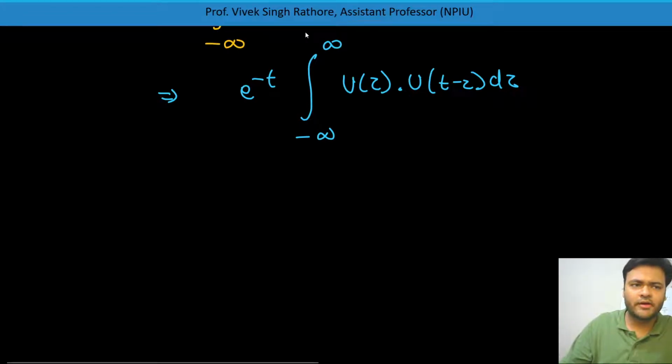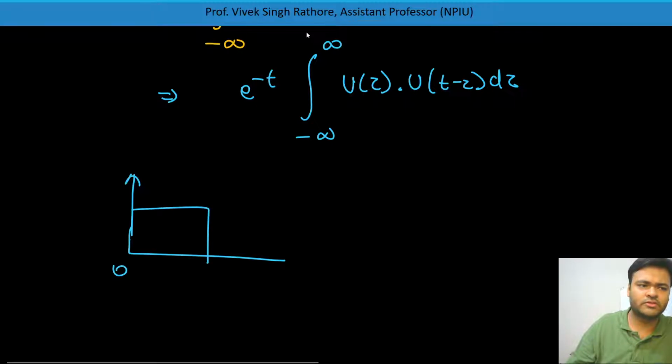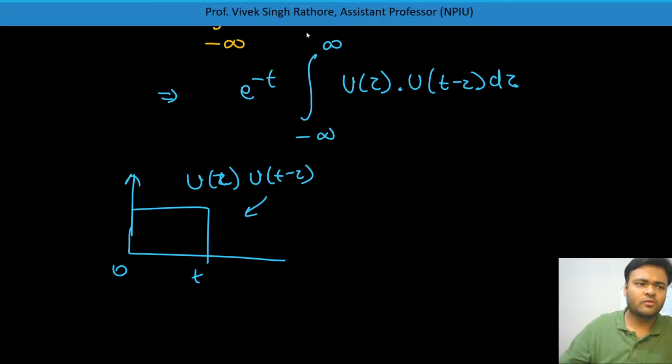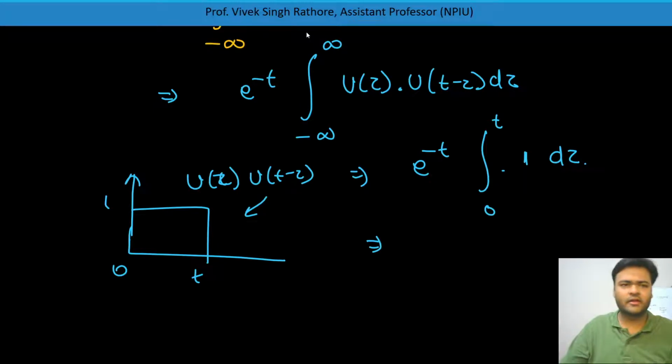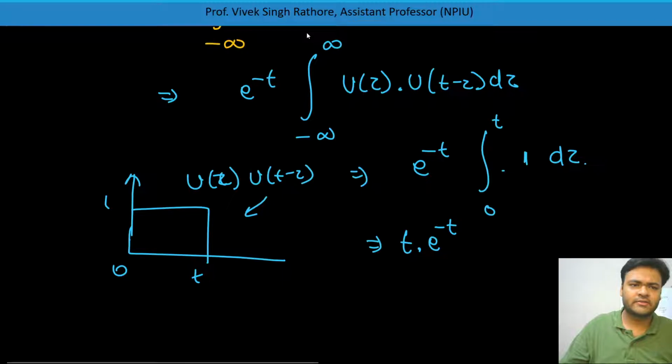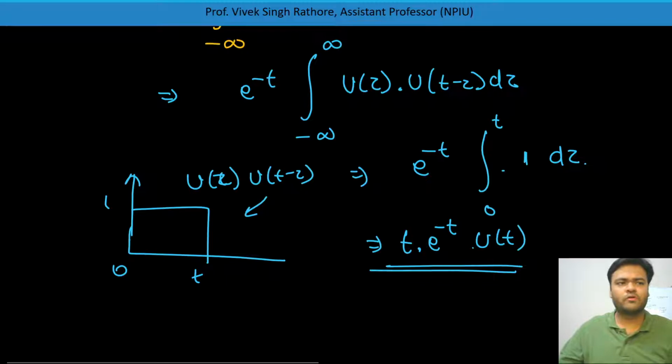Now only what we have to calculate is u(tau) into u(t minus tau), which will be a pulse signal from 0 to t. Just that we have calculated now. U(tau) into u(t minus tau), output is like this. So you can put here e to the power minus t, 0 to t, into 1 value, and d tau. So directly you can calculate here, the value will come t into e to the power minus t, and this is from 0 to t, so you can write u(t). So this is your final output.